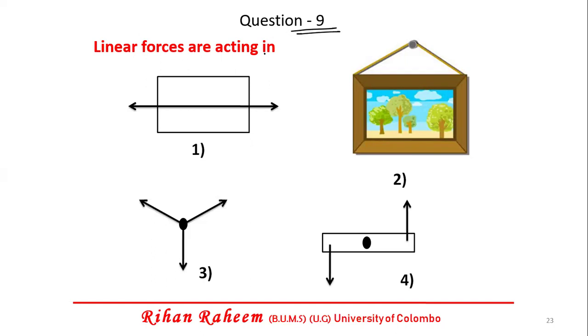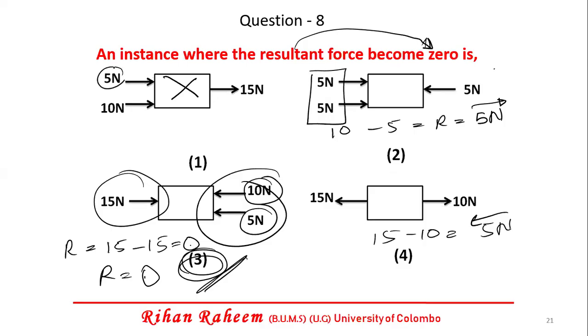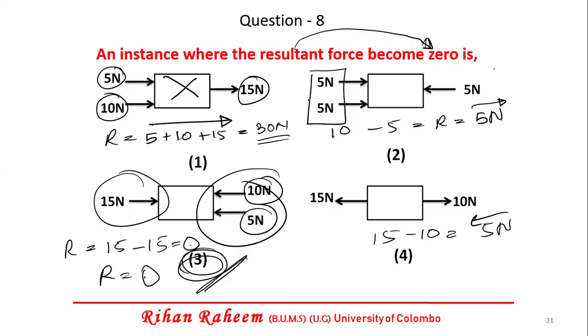Linear forces are acting in, okay, that means collinear or linear forces. Look at this. One force this way and one force this way. Look at the direction. This is same direction. This is same direction. All are towards this direction. 5 plus 10 plus 15. Total resultant is going to be 30 Newton. That is going to have the highest resultant out of all the questions. Clear?